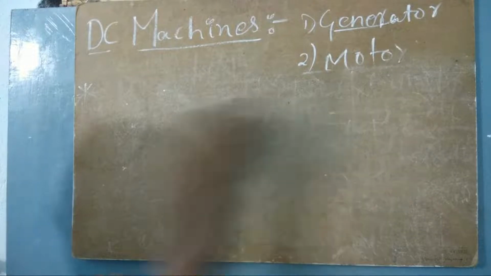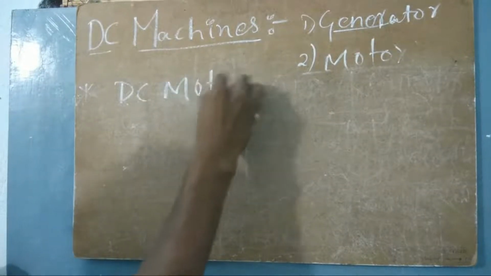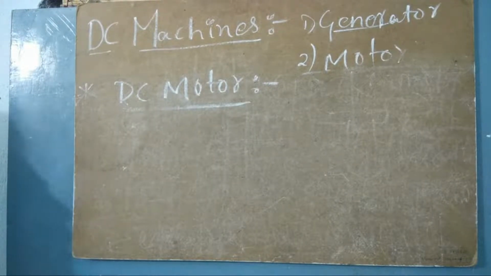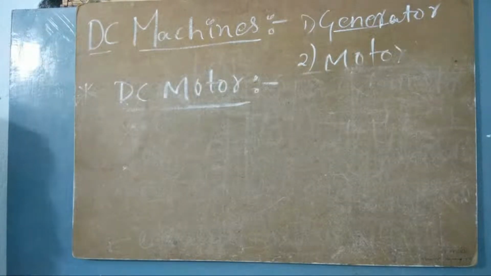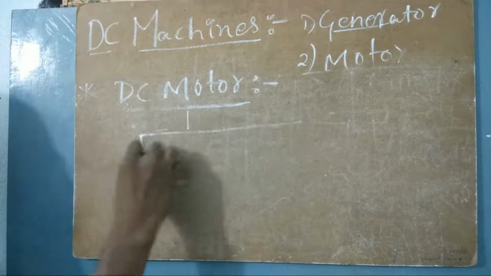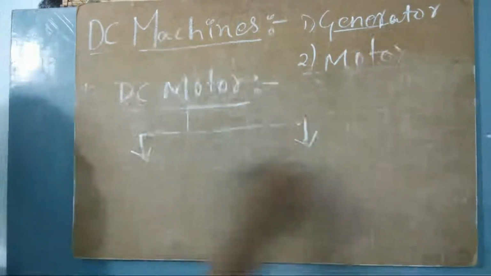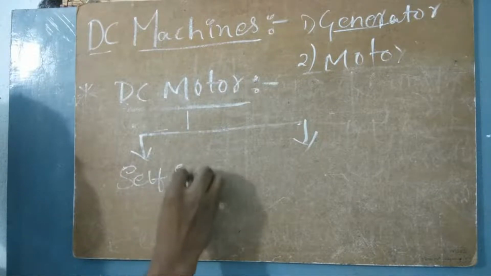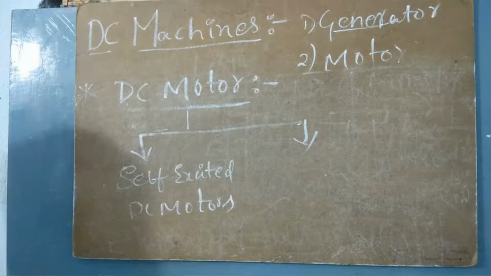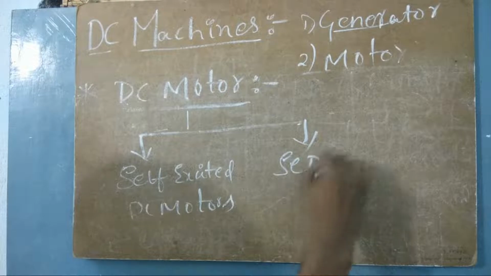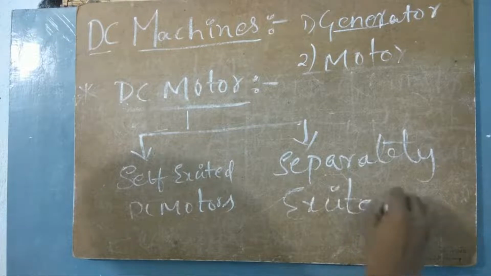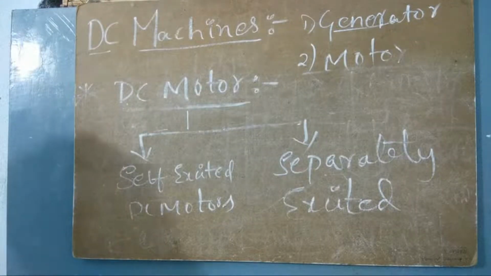So, DC motors. On what basis are we classifying DC motors? In terms of the excitation that we give, a DC motor is broadly divided into two groups. One is the self-excited DC motor, and then we have the separately excited DC motor. Self-excited DC motors and separately excited DC motors.